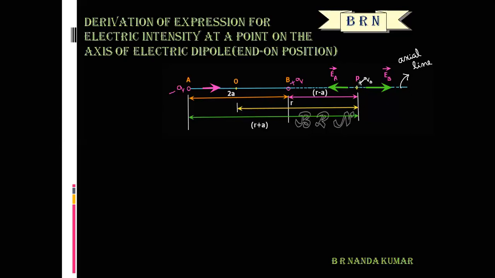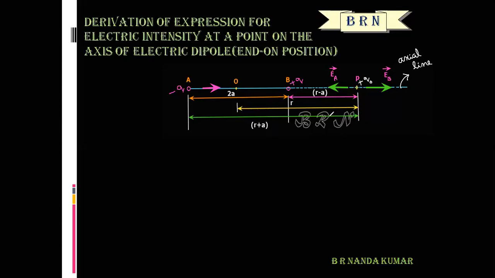The electric intensity at point P due to minus Q at A is along PO, because plus Q naught will experience an attractive force due to minus Q. And EB vector is along OP direction. Why? Because plus Q naught placed at point P will experience a repulsive force due to plus Q. EB vector means electric intensity at point P due to plus Q at B. EA vector means electric intensity at point P due to minus Q at A.